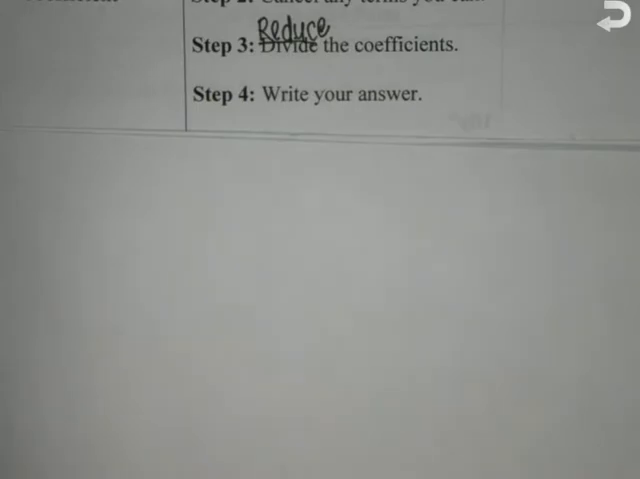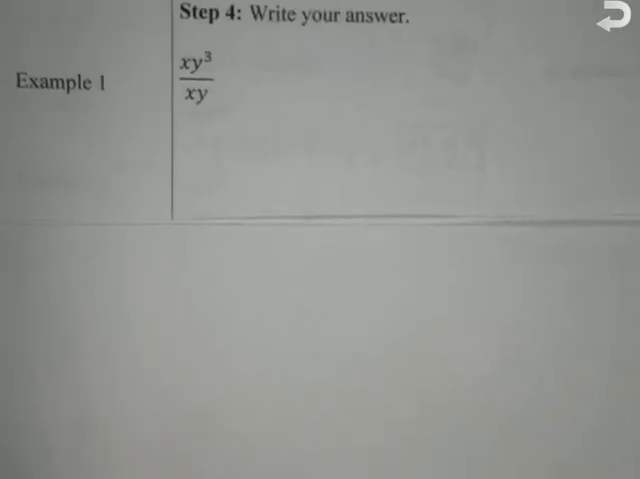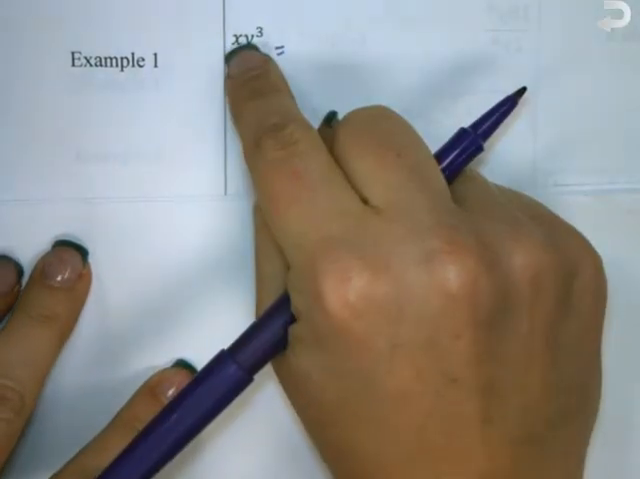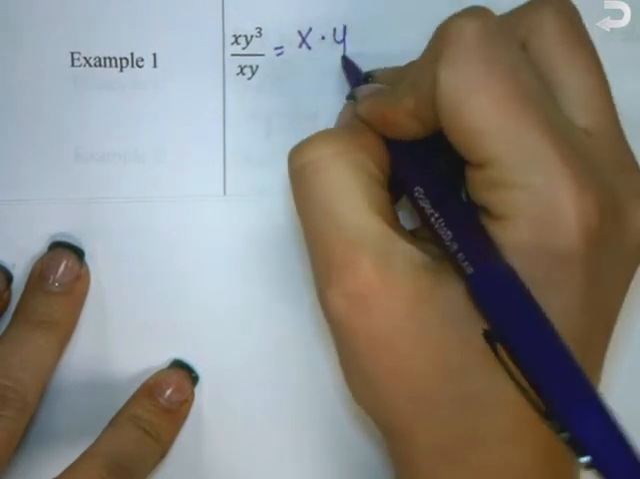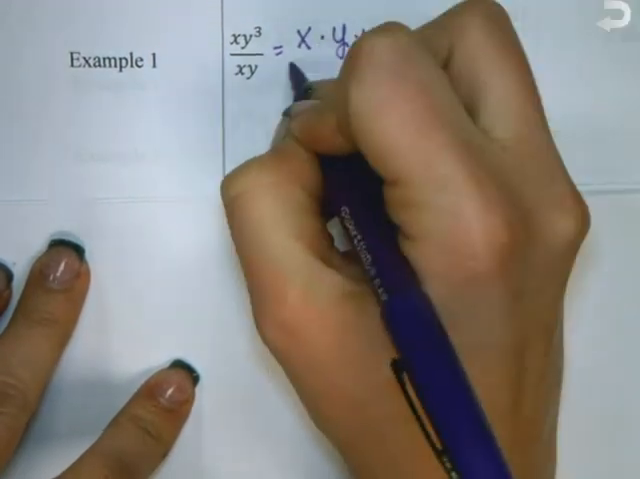So example 1. x times y to the third over x times y. First step, we need to expand this out. Let's look at the numerator, which is what's on top. x times y to the third gives me x times y times y times y, all over x times y.